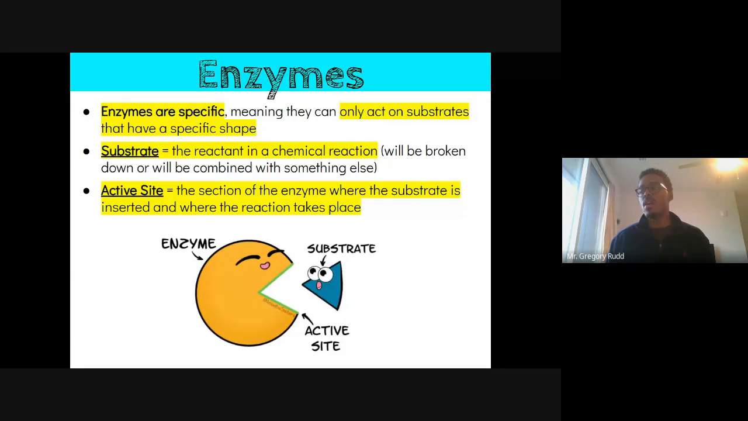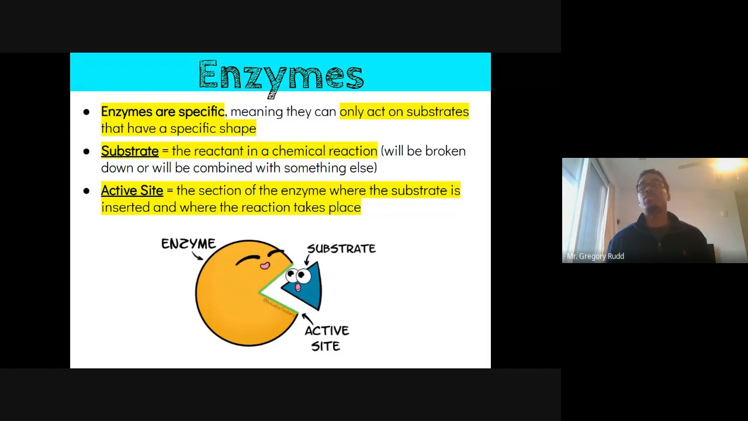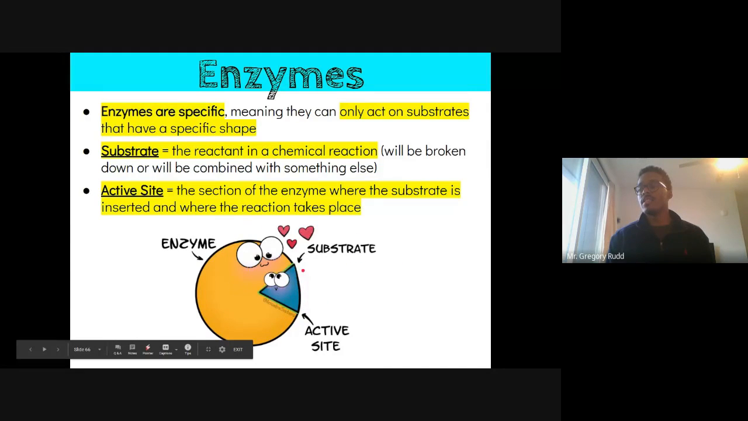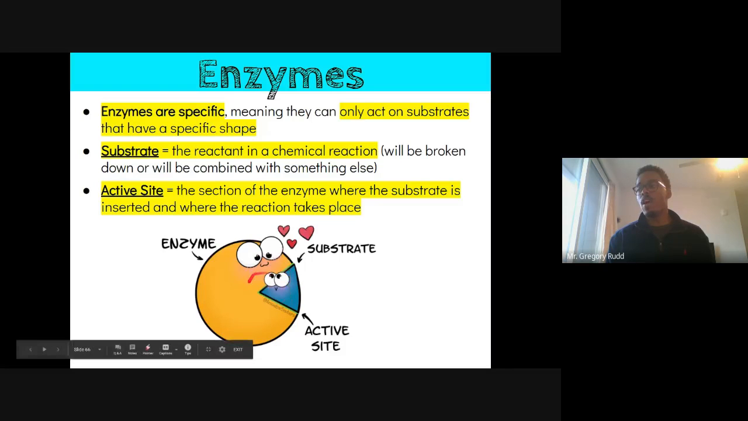They have this quality called specificity. Enzymes are specific. And that means that they can only act on substrates that have a specific shape. So as you can see in this cute little image here, enzymes will only fit with a substrate that is shaped similarly to their opening.